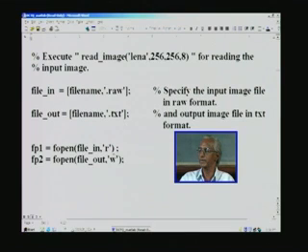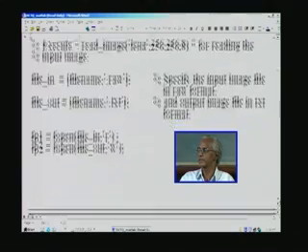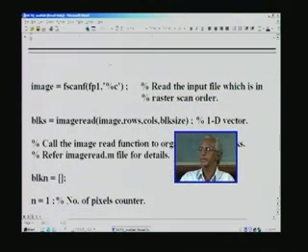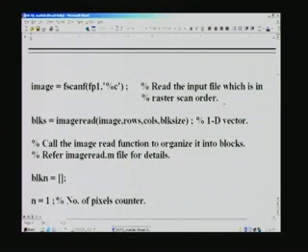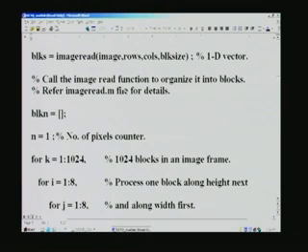We have to declare it as read and write after opening the files. It is here that we actually read the input file, which is in raster-scan order. After reading, this image will be put into a 1D vector. Then we call the image read function to organize it into blocks. See this for details.